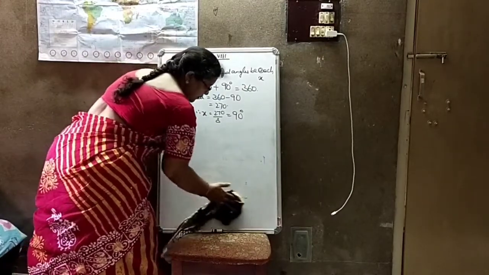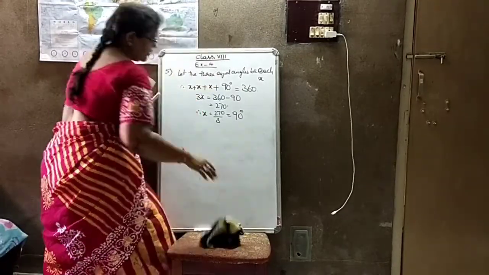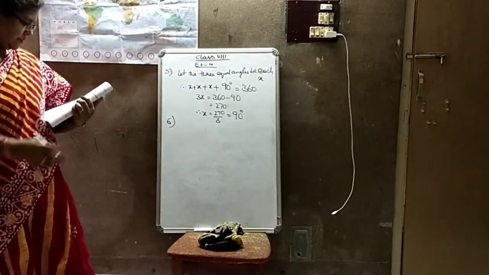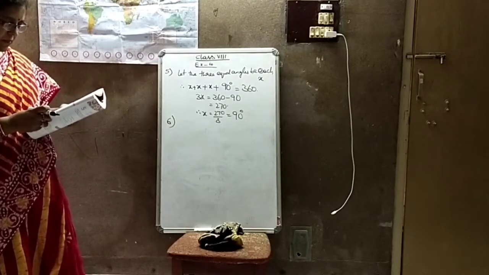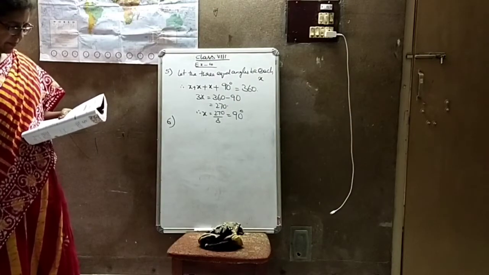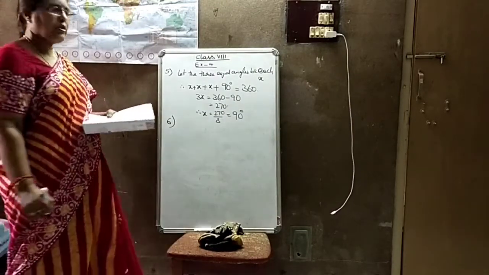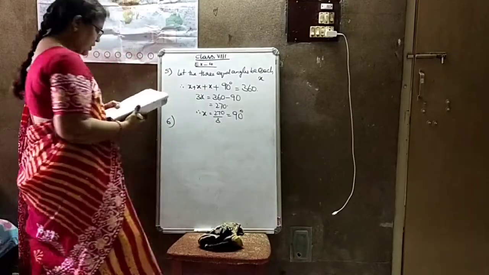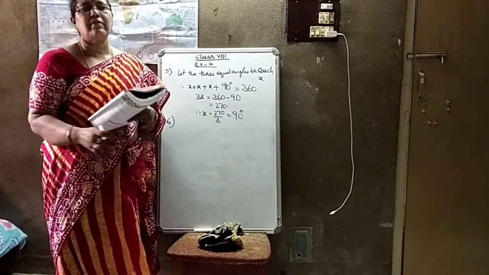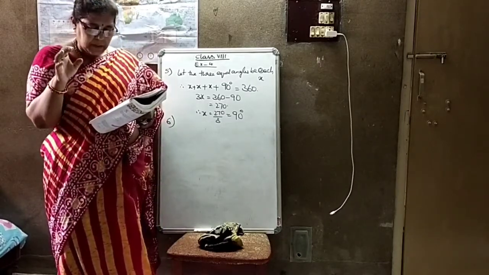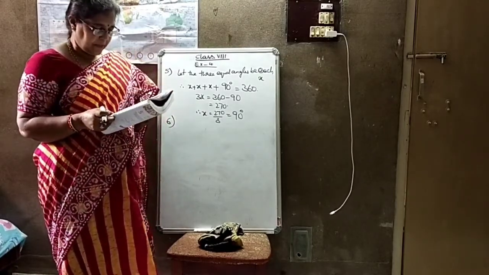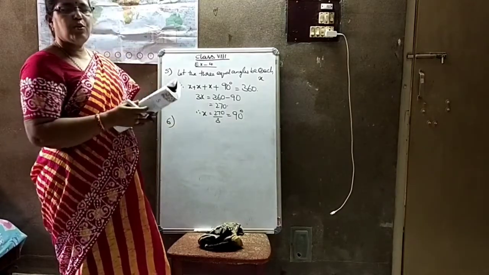Do it, ma'am. The same concept is given in the sixth question. The measure of two adjacent angles of a quadrilateral are 52 degrees and 110 degrees. The remaining two adjacent angles are equal. Find the measure of each of these two angles.